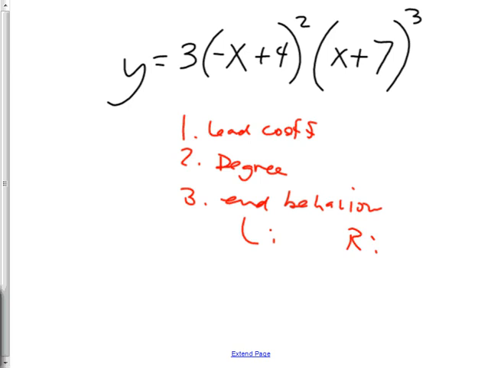The lead coefficient, yes, sir. You thought it was 3. All right. If you multiplied this thing all the way out, would there be a 3 on the lead coefficient? Yes, but who can tell me more? Yes, sir?